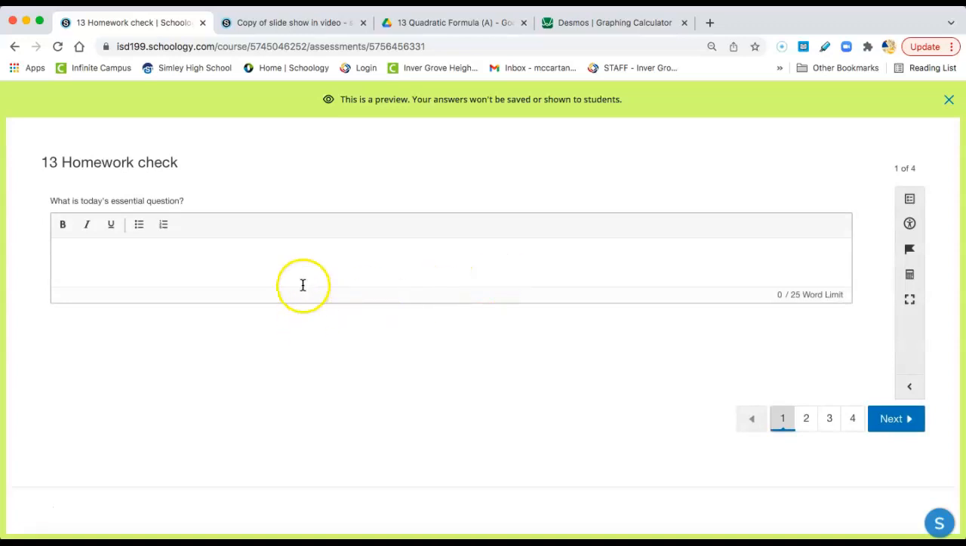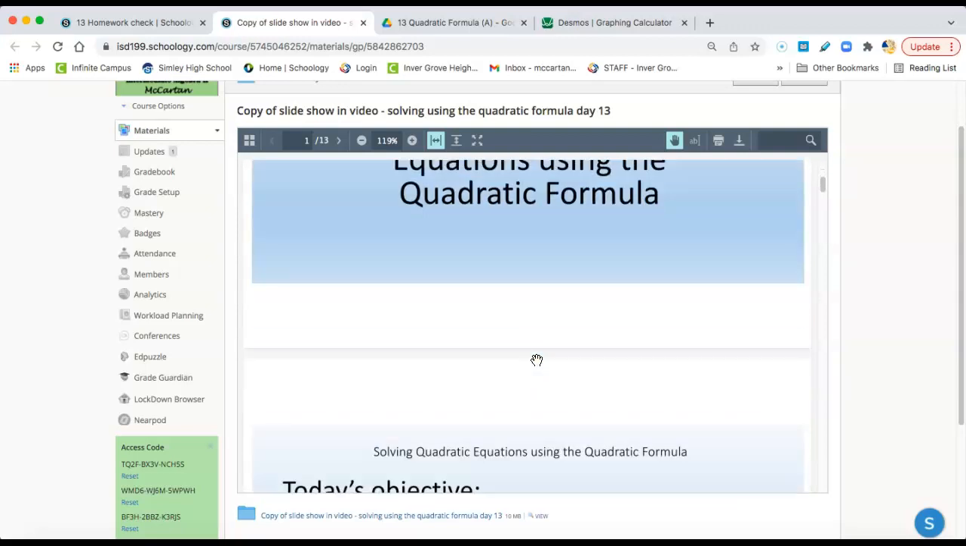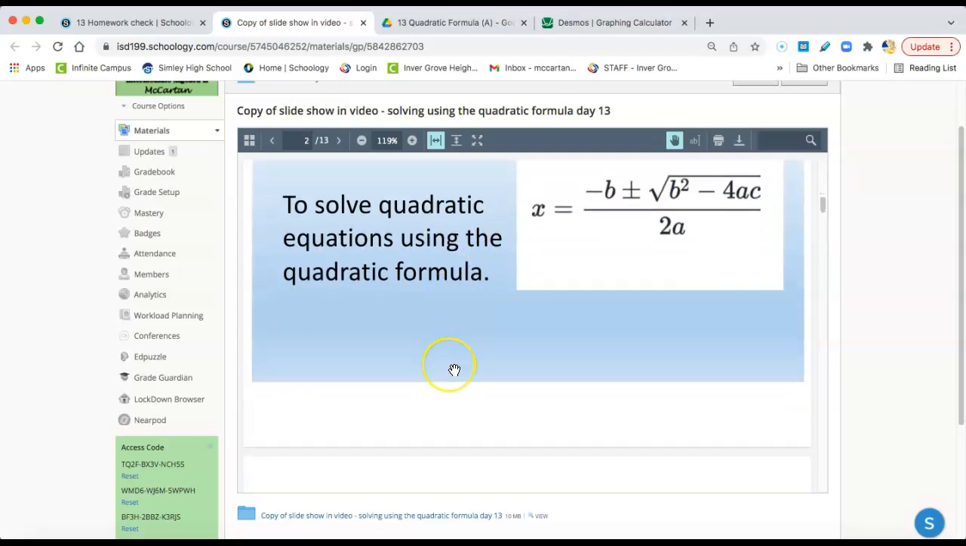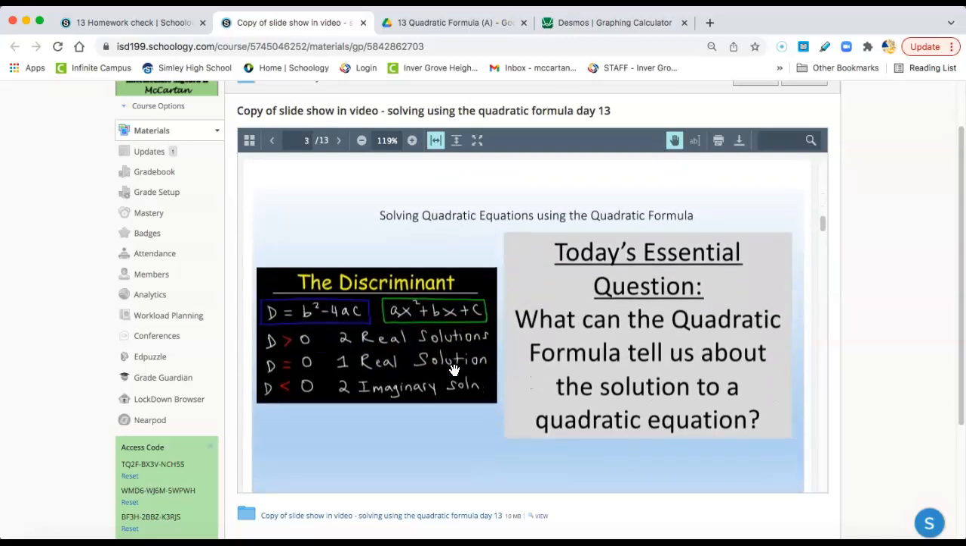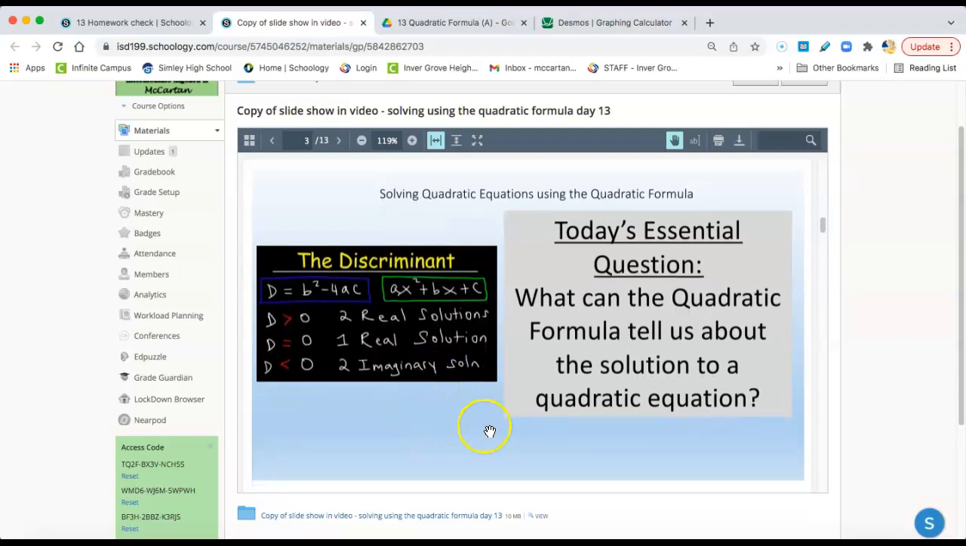Again, almost always it starts with today's essential question. It's worth 3 points. And today we're solving quadratic equations using the quadratic formula. All right, so there's the formula right there. It's the last technique we're going to use for solving quadratics, and it's really the best one. It works for every quadratic. What can the quadratic formula tell us about the solution to a quadratic equation? Okay, I type that in there.